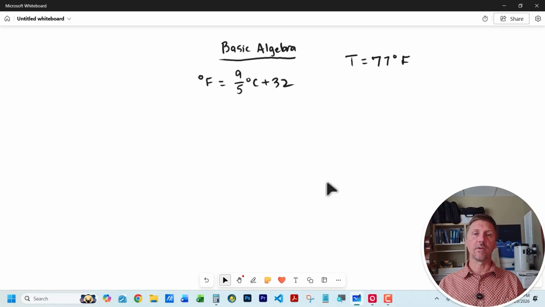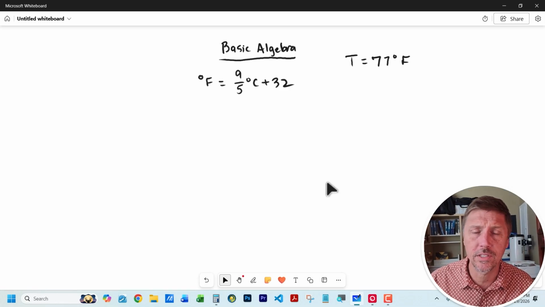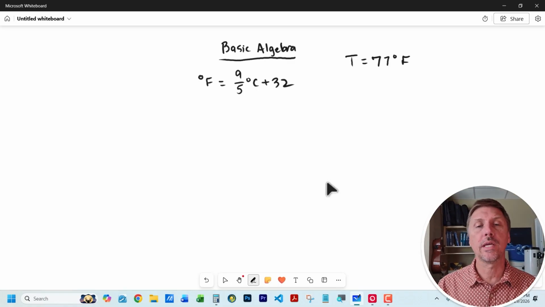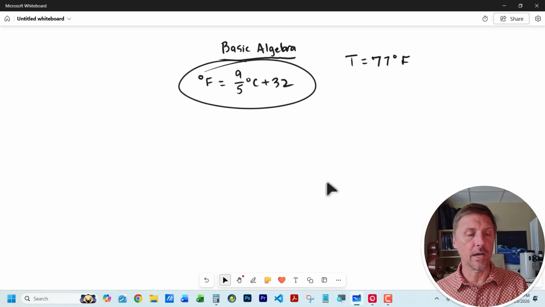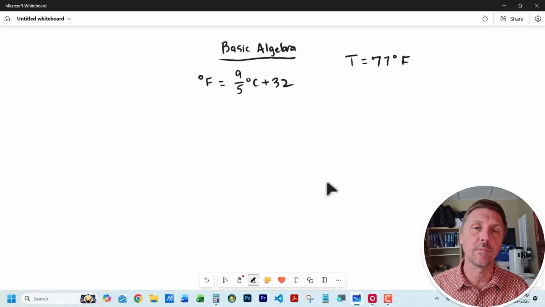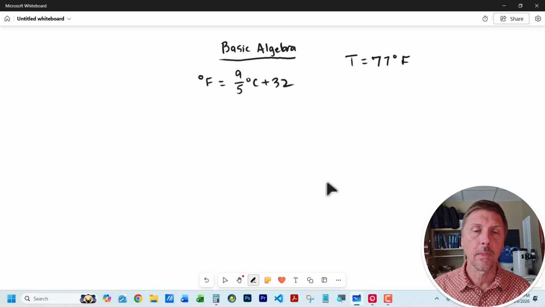Could you, from that, figure out what the degrees Celsius would be? And you could go ahead and plug in 77 if you wanted to and rearrange this equation. Or you could take this equation right here and algebraically rearrange it so that you solve for degree C. So how would we go about doing that? Let's do that. It won't take us but just a second.